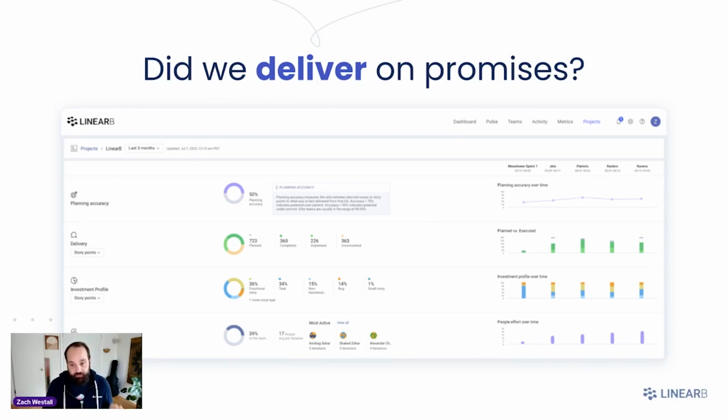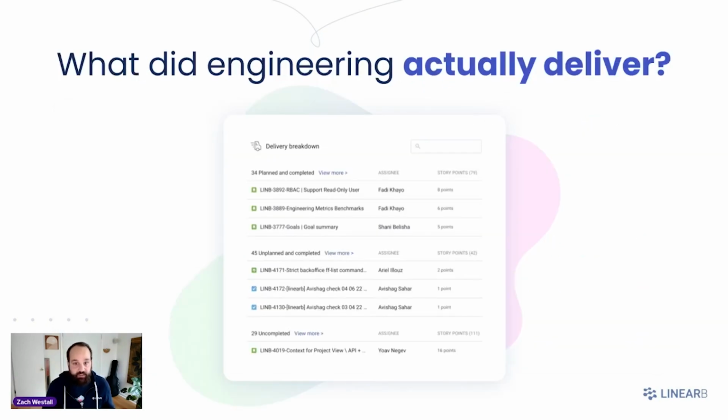Very, very important view. This answers that fundamental question: did we deliver on our promises? Next thing they want to see from engineering is, what did engineering actually deliver? This is our delivery breakdown view. This gives you a little more granular information than perhaps a JIRA board would, because this breaks it down into more detail as to what was actually done within a sprint or a collection of sprints.